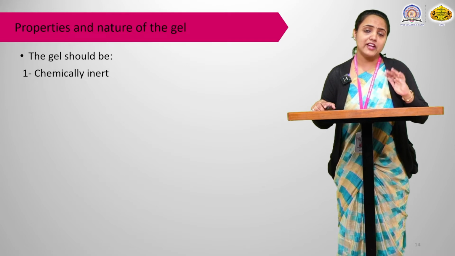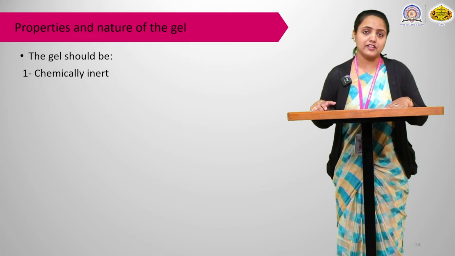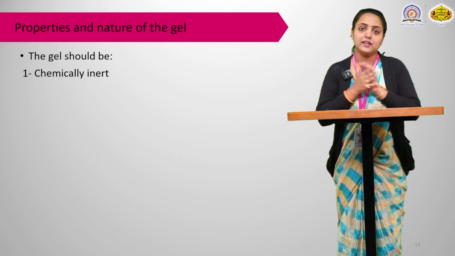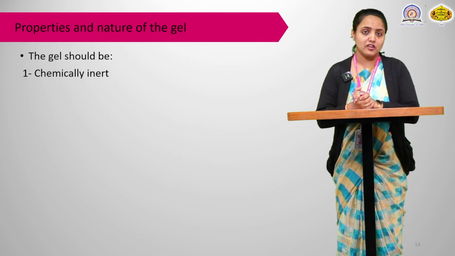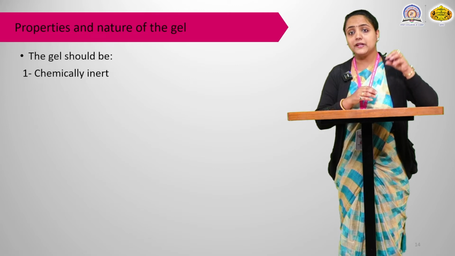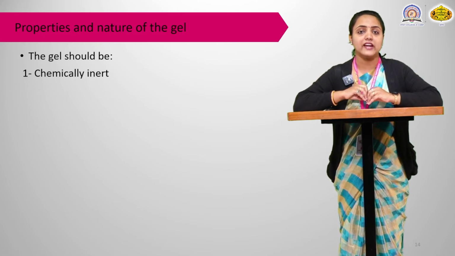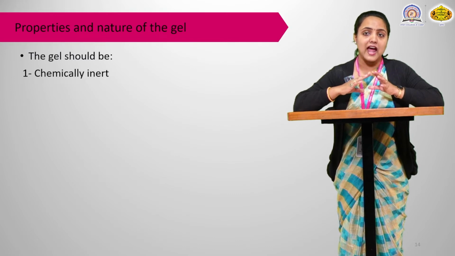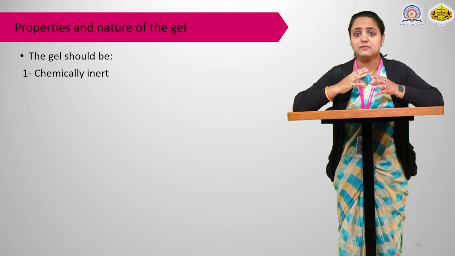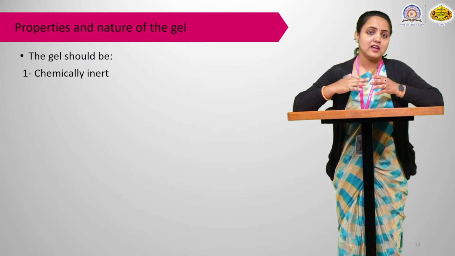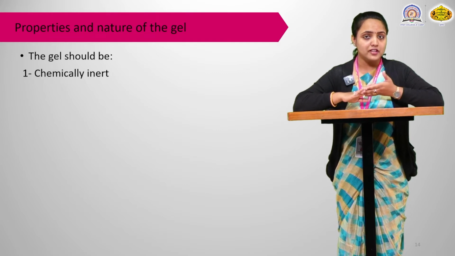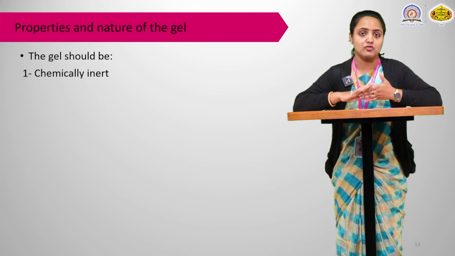Now what are the properties and nature of the gel? When we are using such a chromatography technique, the gel we are going to use is very important, because when you are putting the beads and the molecules inside that column, there is the stage between a gel and your bead. The gel is the moving, that is the mobile phase, and your bead is the stationary phase. So the nature of the gel is a very important part in such chromatography.